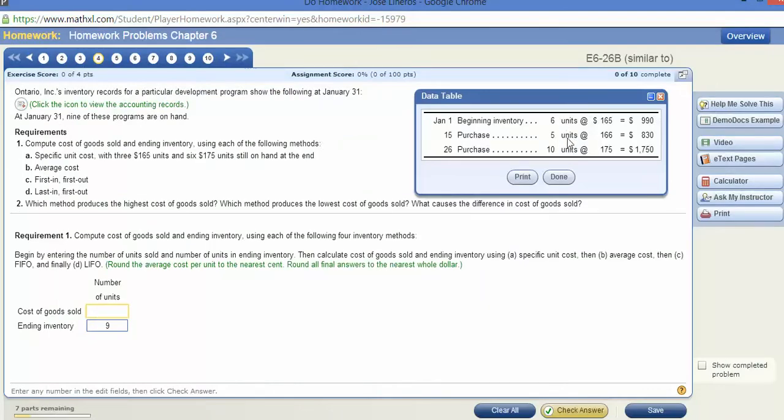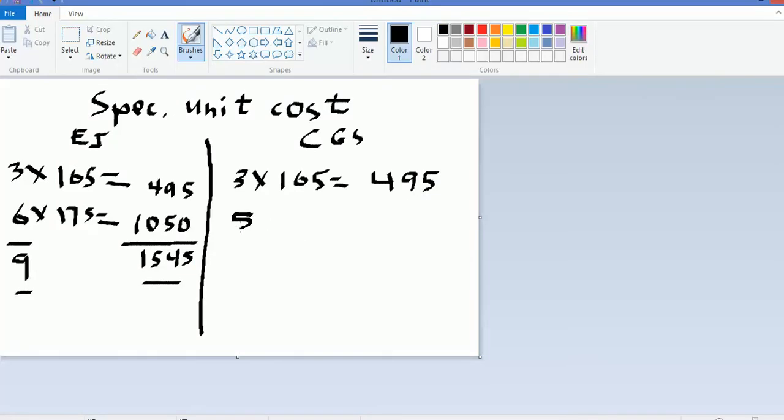Now let's look at 5 at 166. You notice that none of that layer is on hand anymore. The 166 layer is completely gone. That means 5 times 166 was sold. If it had not been sold, it would be over here as still on hand. So 5 at 166 is a grand total of 830.